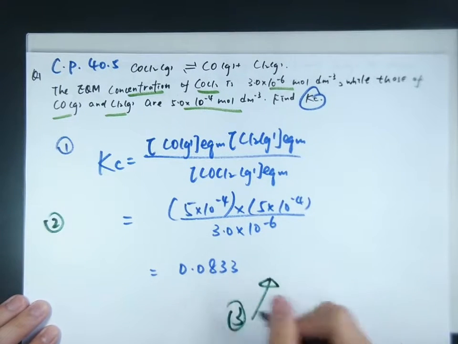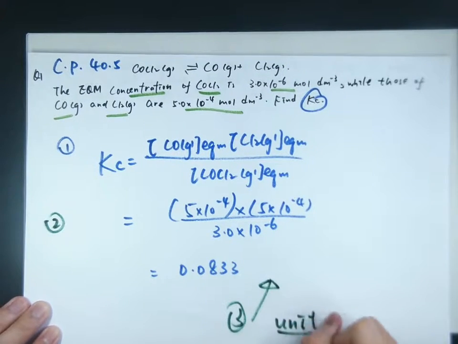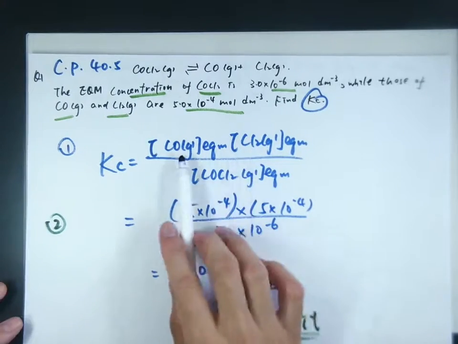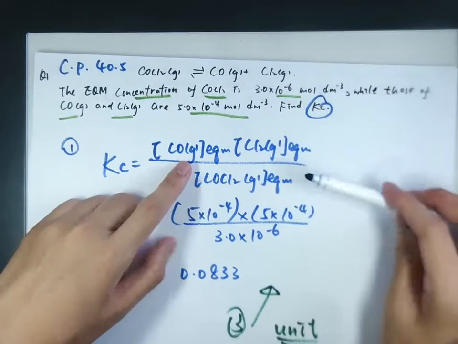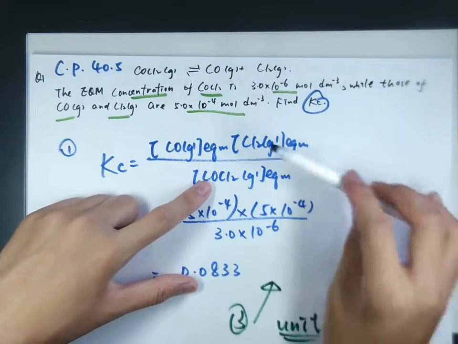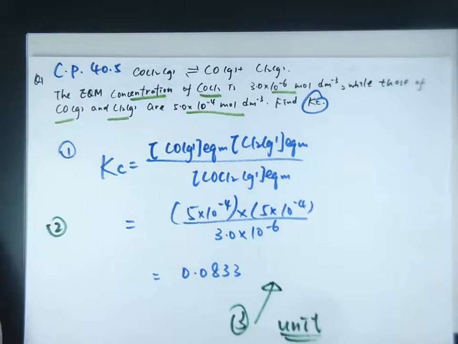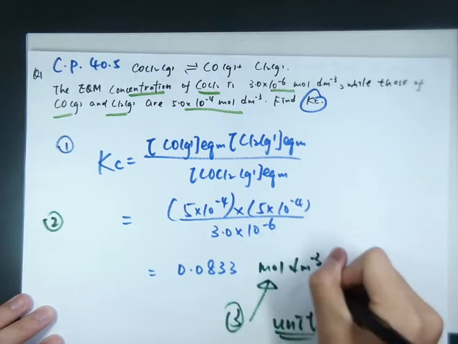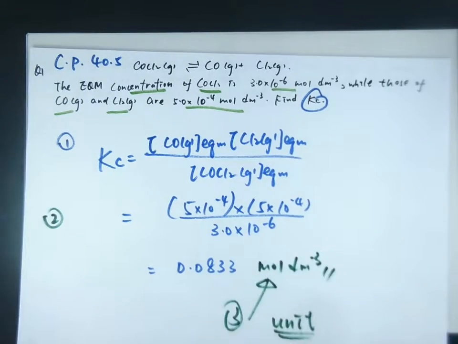And the third step, what is the third step? Unit, right? So how can we find the unit? We have 2 mole per dm cube in the numerator and 1 mole per dm cube in the denominator. So after cancelling them out, we have mole per dm cube as our unit. So we have finished this question, okay, understand?